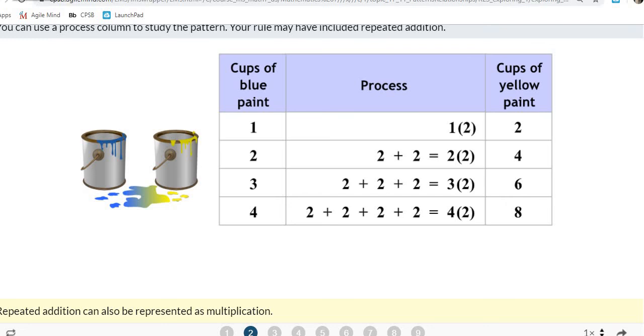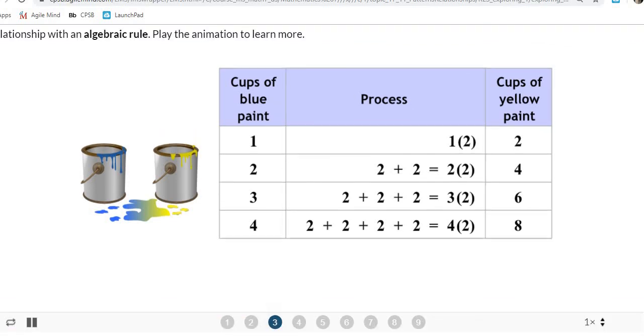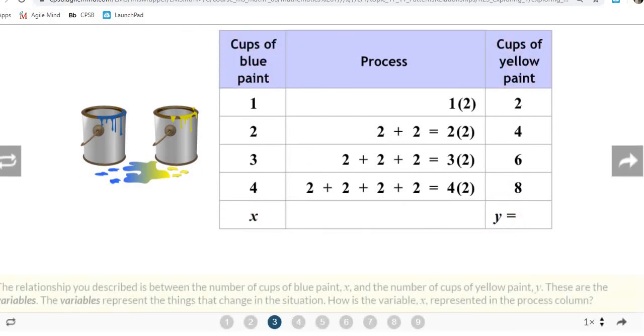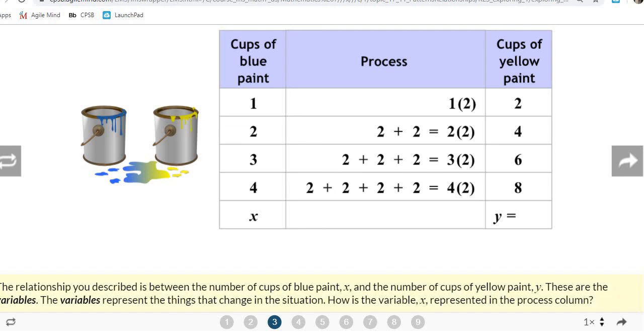Okay, so we're going to use that to help us write an algebraic rule. An algebraic rule is just an equation. We wrote an equation last topic, like y equals k times x. That was an equation. So we're going to look at an algebraic rule, and we're going to let cups of blue paint represent what letter? X, and we're letting cups of yellow paint represent what letter? Y.